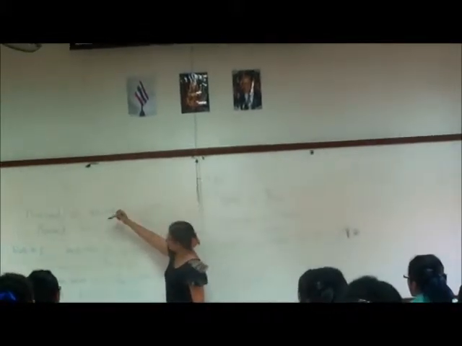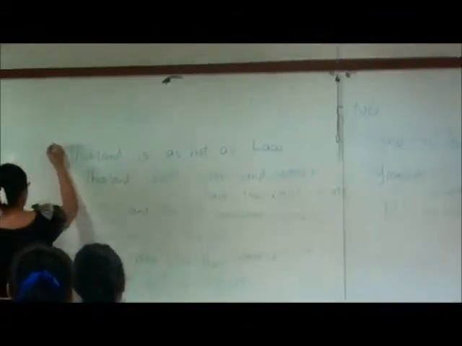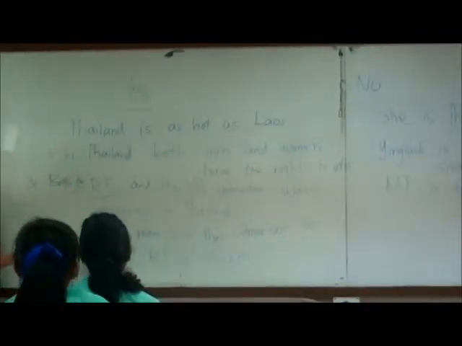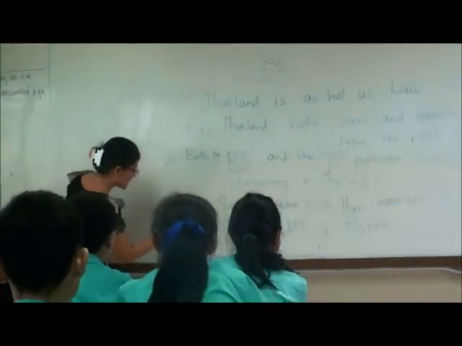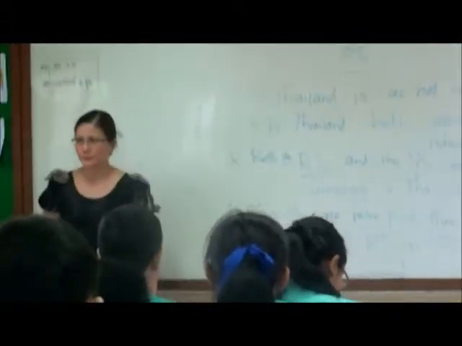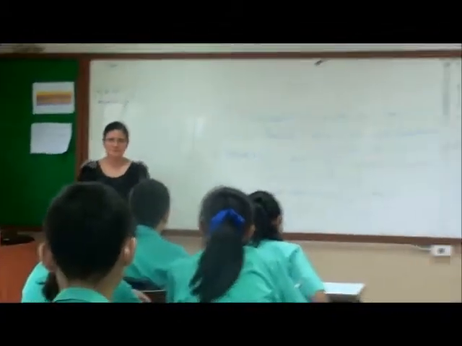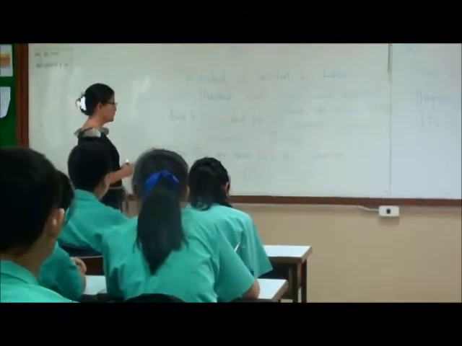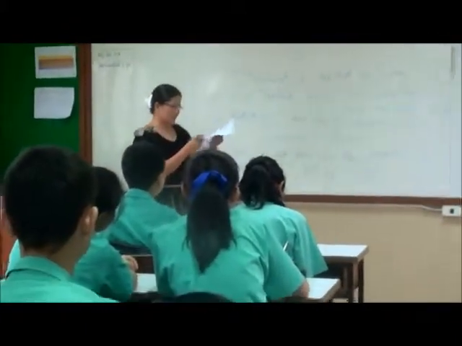If you notice example number 1, Thailand is as hot as Laos. In Thailand, both men and women have the right to vote. Both the red shirt and the yellow shirt want democracy in Thailand. Thai students are more polite. Okay? But this one is not. Similar to MJ, similar to teacher Janet, MJ is a Filipino. Another example, another yes example.